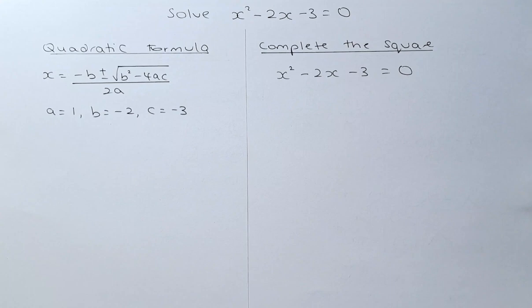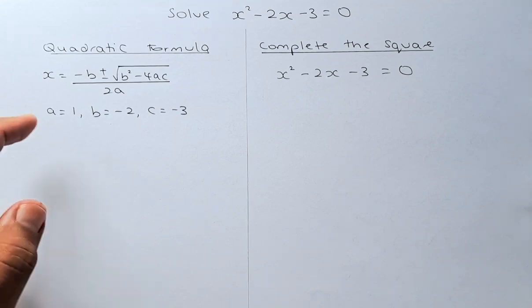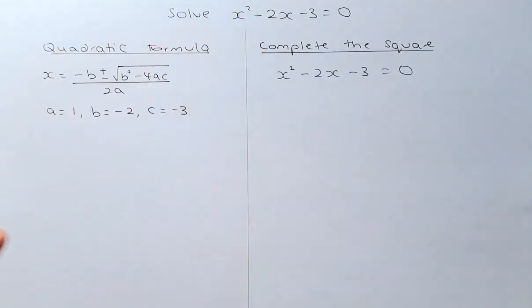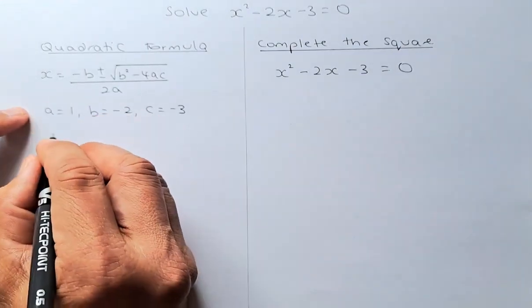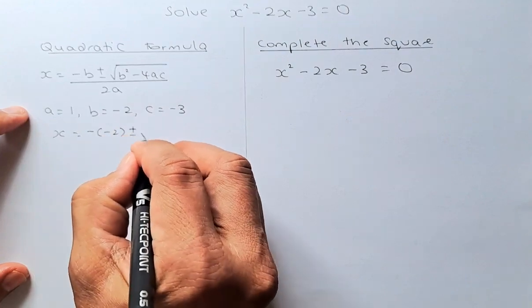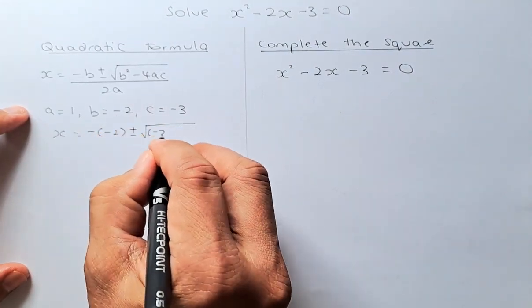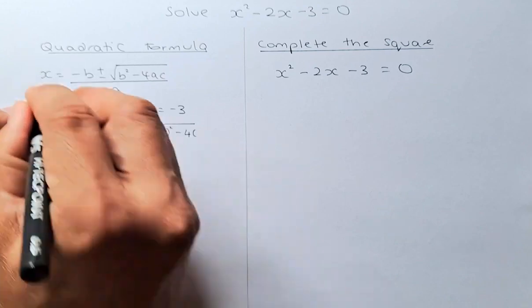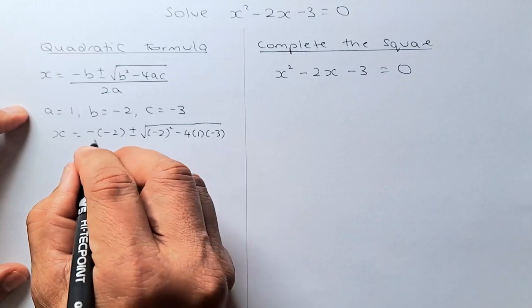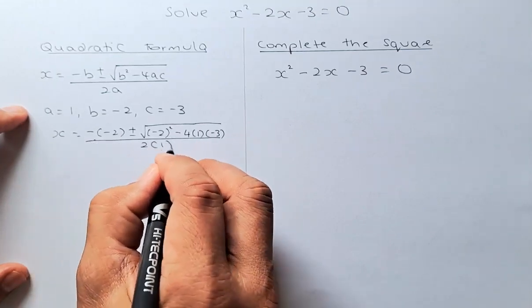over 2a. So the job is to substitute the numbers a, b, and c into that equation. A is the coefficient of x squared, which is 1. B is the coefficient of x, which is minus 2, and c is the constant, which is minus 3. So you're going to substitute the numbers into that equation. So x equals minus b, so minus negative 2, plus or minus the square root of b squared, so minus 2 squared, minus 4, a is 1, and c is negative 3. And divide by 2 times 1.